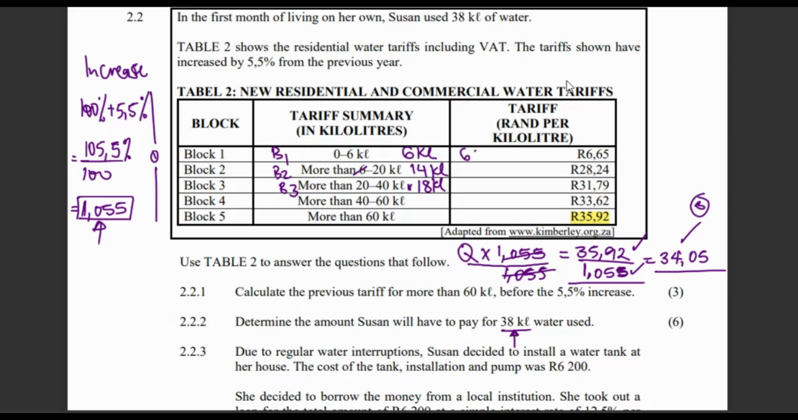We shall say 6 times the money this side. Then we go to 14 times the money this side. Then come to 18 times the money this other side. So you get your answers here and you add them up.